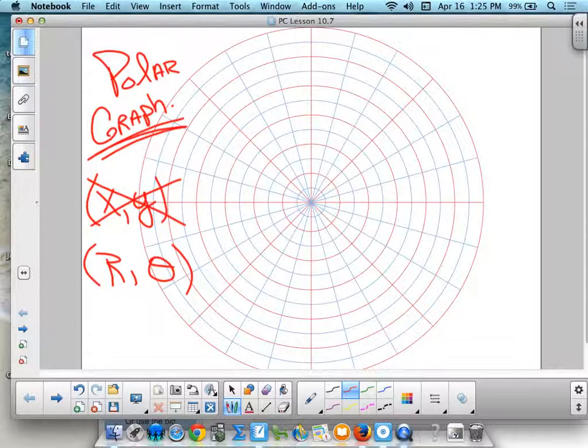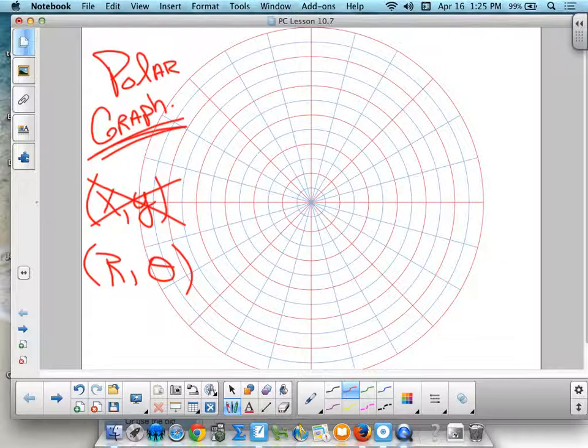Radius. What's theta? Your angle. Okay. 20 degrees, 50 degrees, or radians. I could say 2/3 pi. I could say whatever. But basically, you will go this far, radius, and then you'll just go around the circle, and wherever you stop, you put a point. That's all it is.